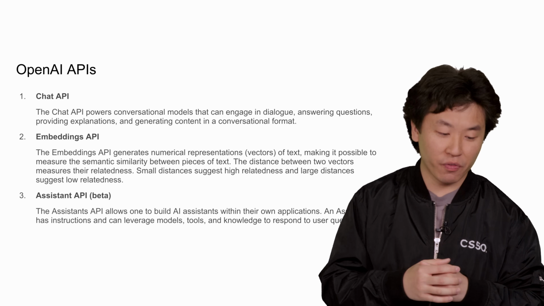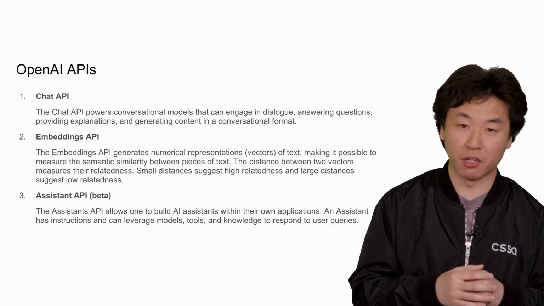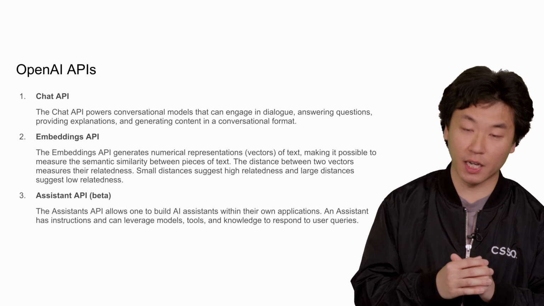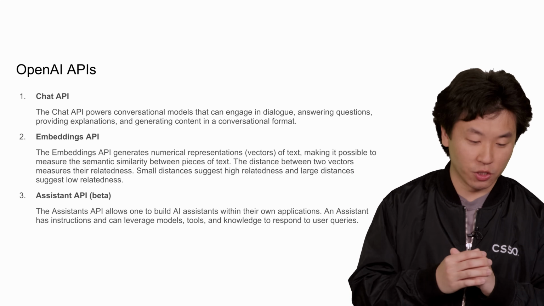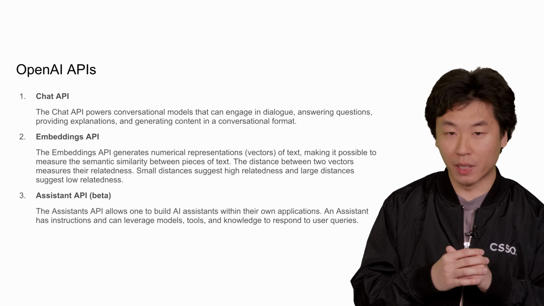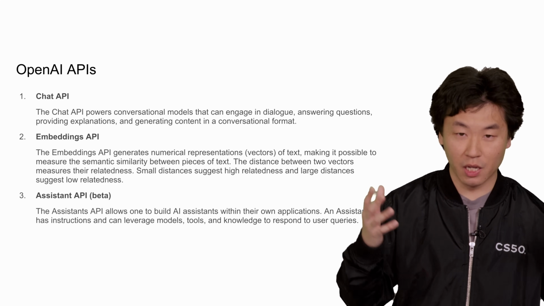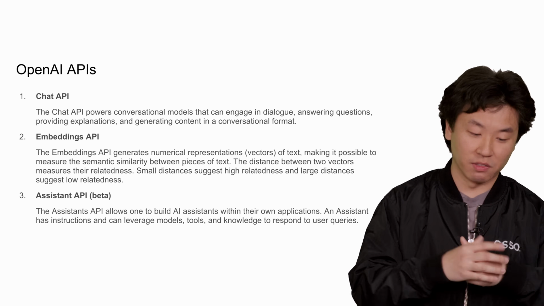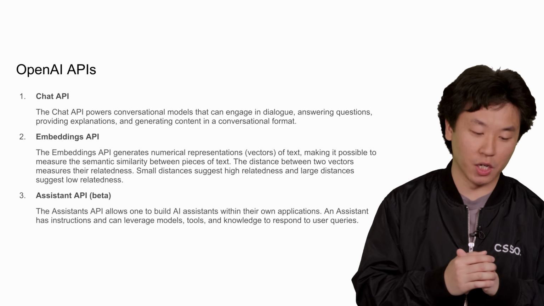And then finally, I will briefly talk about the assistant API. We don't actually use this assistant API. It is still in beta, from what OpenAI just said. But the assistant API will basically allow you to build what we built for our CS50 duck in just a few lines of API calls.